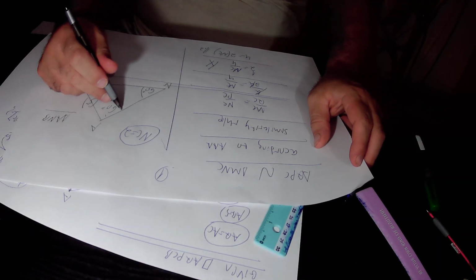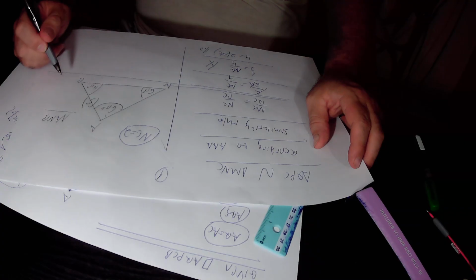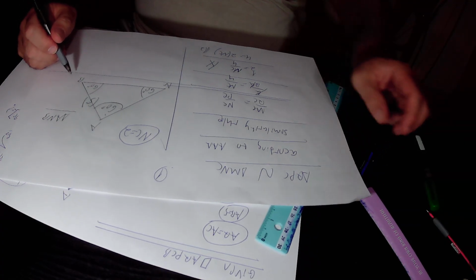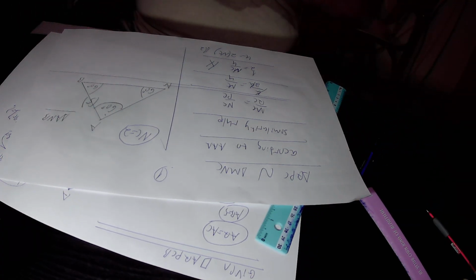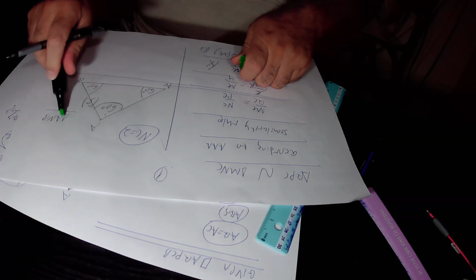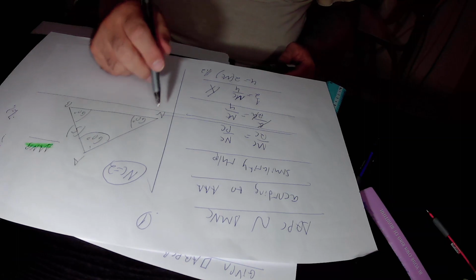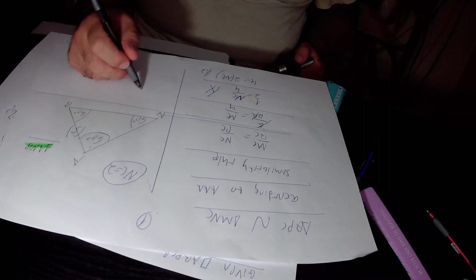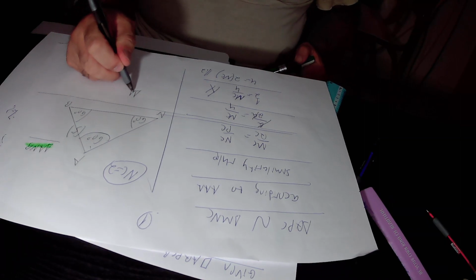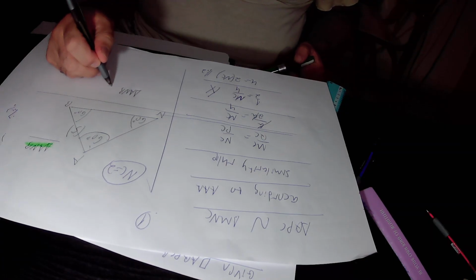So all the angles of triangle ABN are equal to each other, and therefore we found out that triangle ABN is an equilateral triangle. So write it down. This is triangle ABN. This is an equilateral triangle. Triangle ABN is an equilateral triangle.